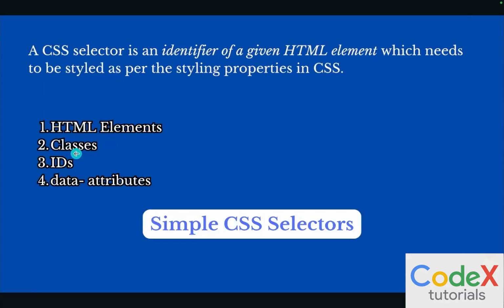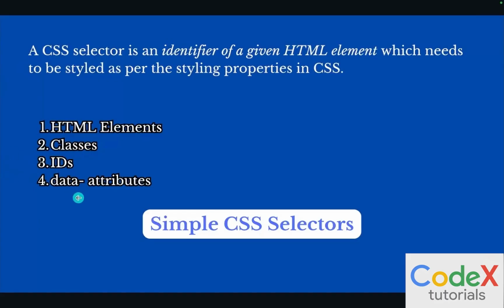The second one is using classes. We already saw what classes are in the HTML module. They are a way to group together multiple HTML elements, and if you want to target a group of those HTML elements, you use the class CSS selector. The third one being ID. If you want to specifically identify a unique HTML element in the page, you can use the ID attribute.